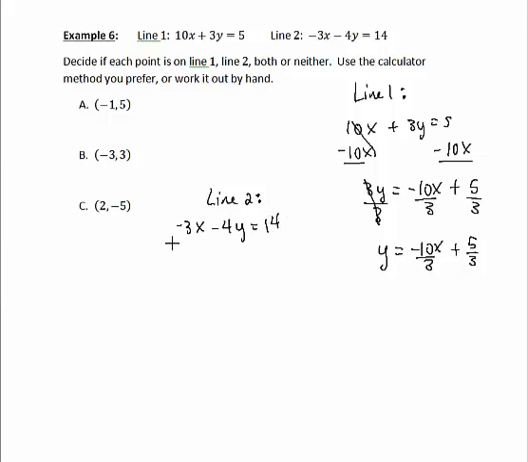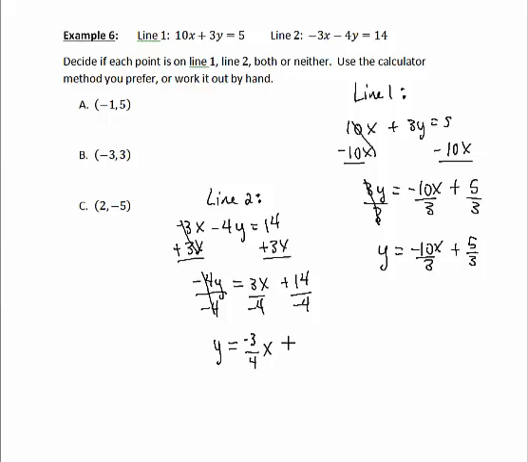So line 2, we add 3x to both sides to get it closer to the slope-intercept form. The 3x's cancel on the left, and we want to get rid of the -4 so that the y is by itself, and we divide by -4. They cancel out and they leave us with the slope-intercept form. We can write a -3/4 for our slope. We can simplify 14 over -4 and write it as a 7/2.